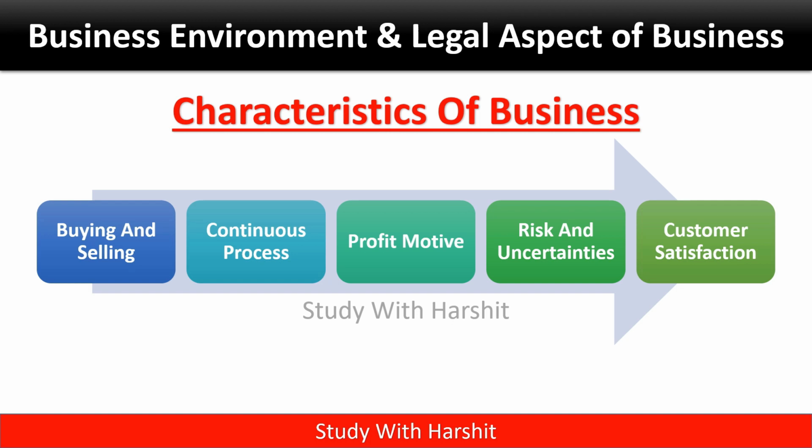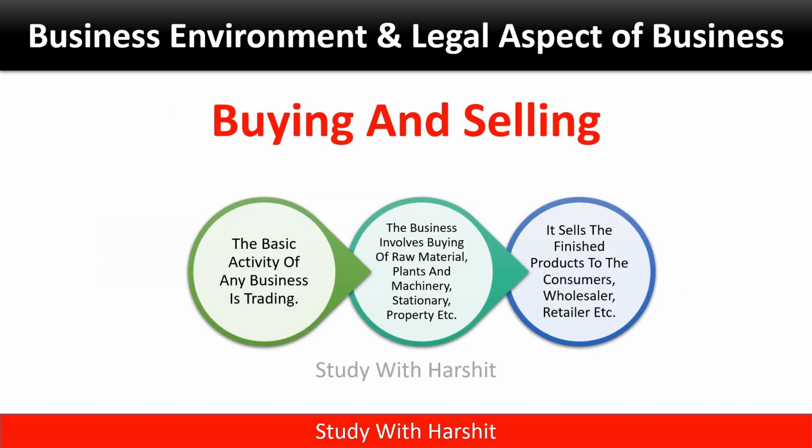Characteristics of business: buying and selling, continuous process, profit motive, risk and uncertainties, customer satisfaction. Buying and selling. The basic activity of any business is trading. The business involves buying of raw material, plants and machinery, stationery, property, etc. It sells the finished product to the consumers, wholesaler, retailer, etc.